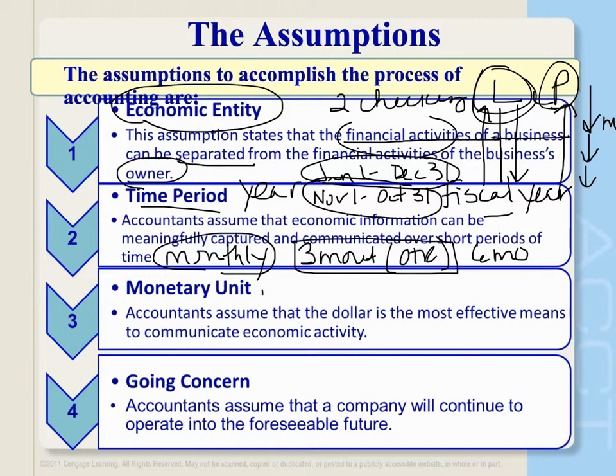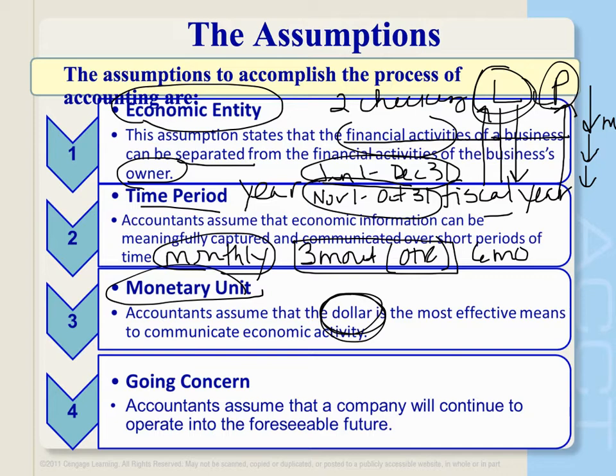The third assumption is, hey, we're going to count everything in monetary units. Here, for us, it's in the dollar. If I was in Britain, it would be the British pound. If I'm in Europe, then it's the euro. But for us here, we communicate it in dollars.